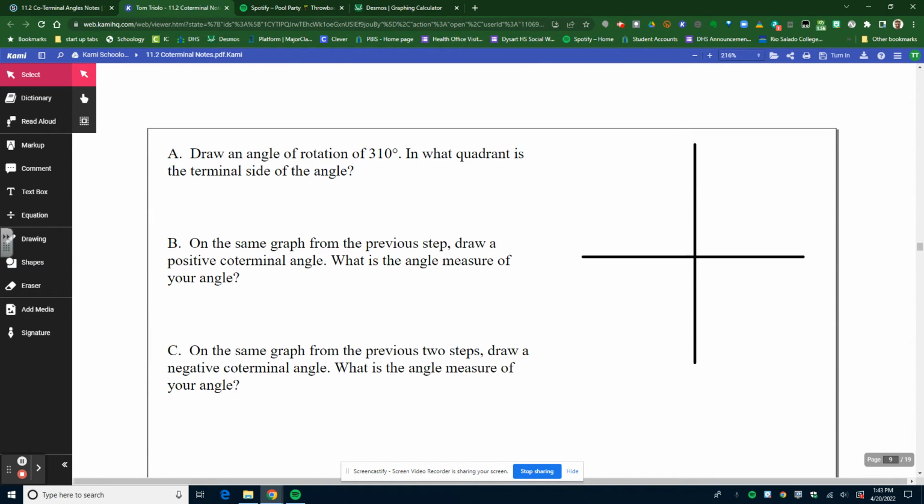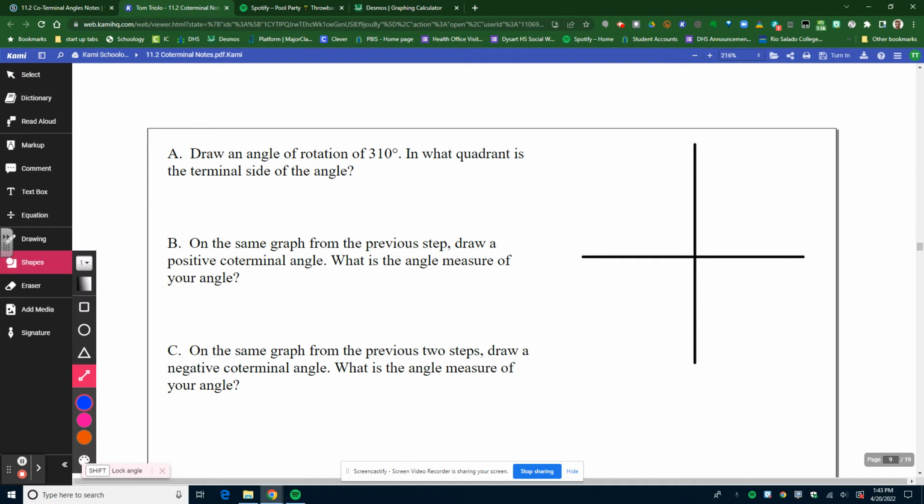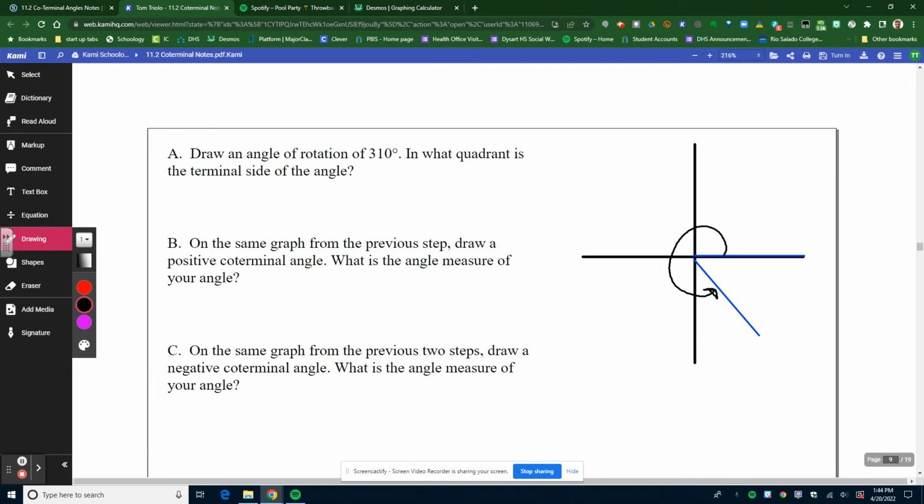So let's make a 310 degree angle. Go back to the shapes tool. Go to the right. 310 puts me in what quadrant? First, second, third, or fourth? Because it's 0, 90, 180, 270, so it's going to have to be 40 degrees past that. Don't put the shift key down. We want 40 degrees from the vertical, so the bottom number should be 40 down here, or close to it. So 310, that's in quadrant 4.